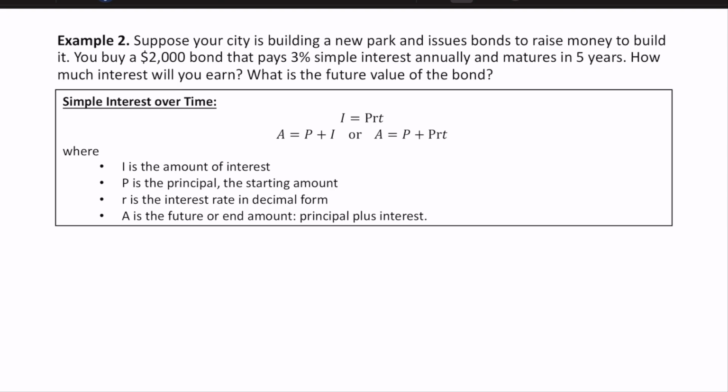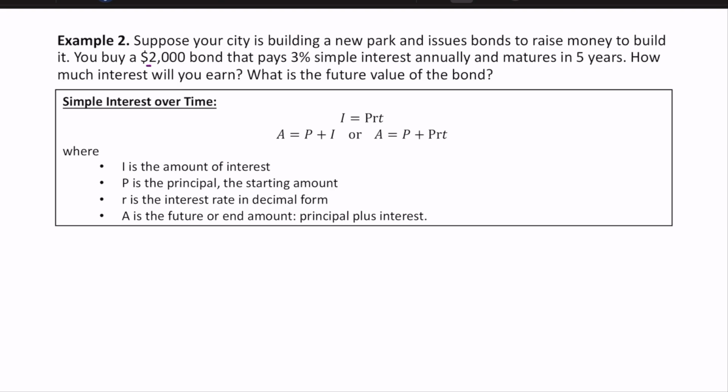And so in this problem, it says, suppose your city is building a new park and issues bonds to raise money to build it. You pay $2,000 for a bond that pays 3% simple interest and matures in 5 years. How much interest will you earn? What is the future value of the bond?